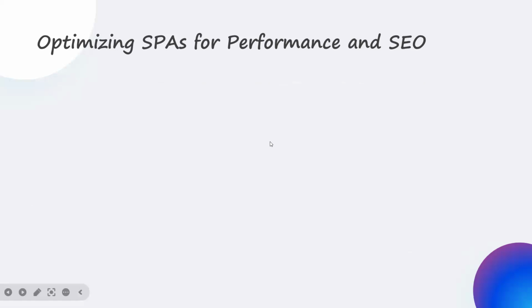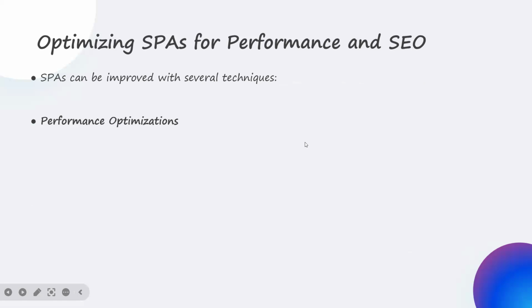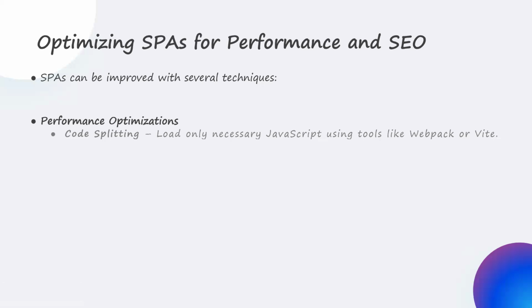So how do you optimize a single page application for performance and SEO? You can improve with several techniques. The first one, performance optimization. You can do code splitting. Only load necessary JavaScript using Webpack or Vite. Don't worry, we're also going to talk about Webpack. When you use Next.js to create your React application, Next.js does all these things for you.